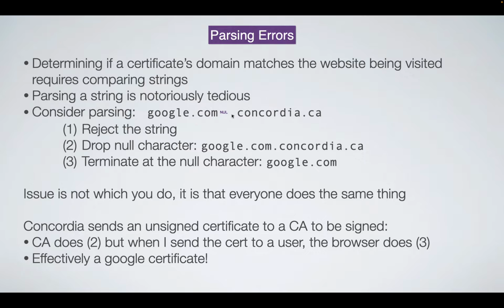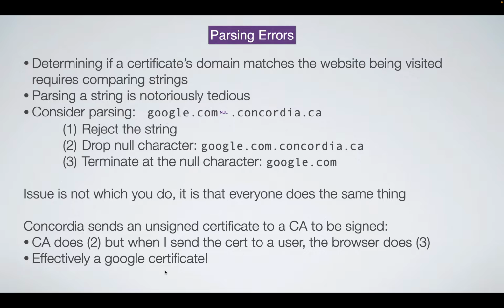Then what will happen is a user is going to Google, and Concordia, the attacker in this case, drops in that certificate. Now let's say that the user's browser is written in C. Then when it says, oh, I just got a certificate for google.com null.concordia.ca, it says, I got a certificate for google.com. Am I visiting google.com? Yeah, I am. So this is the right certificate.